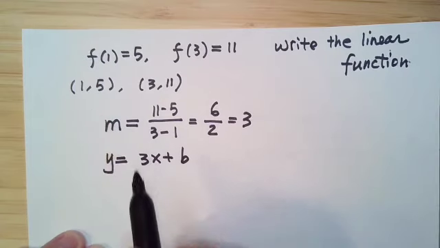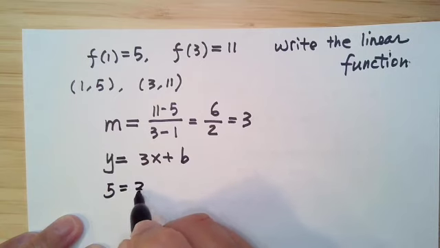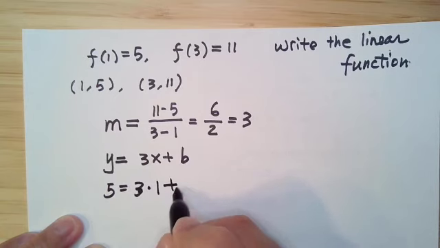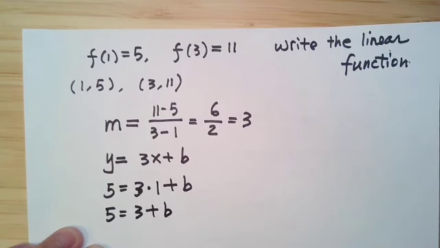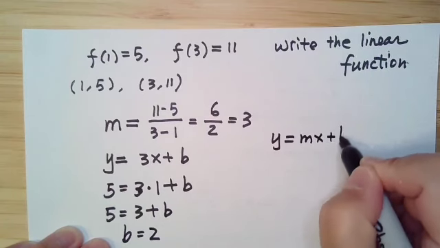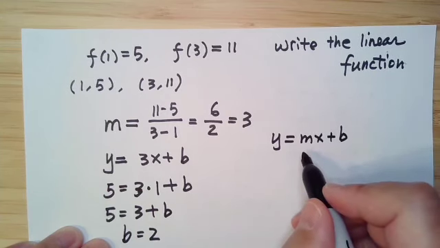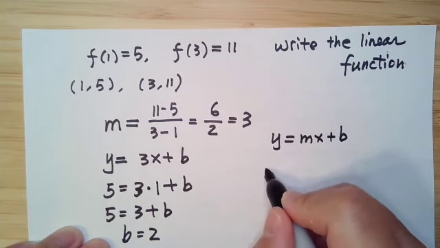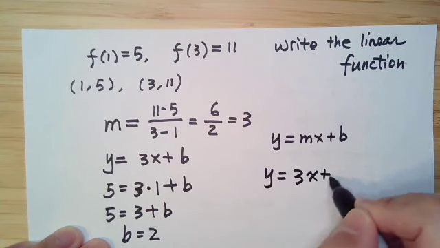You should get exactly the same answer. Let's choose the first one. That's x equals 1, y equals 5. So 5 equals 3 times 1 plus b. 5 equals 3 plus b. Subtract 3 on both sides, so you get b equals 2. Then the equation is y equals mx plus b. Remember, that's the standard format. Now, I'm so sorry, this is the slope-intercept form. So in this case, y equals 3x plus 2.